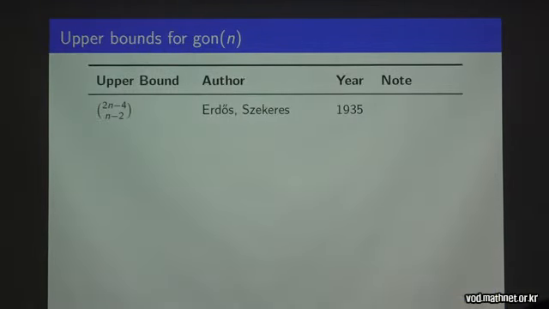So people have worked on the upper bounds for gon of n. The very first bound, 2n minus 4 choose n minus 2, was found by the original problem setters, Erdős and Szekeres, in 1935. It is of magnitude 4 to the power of n divided by square root of n. Then, after about 60 years, we have the drastic improvement of Chung and Graham in 1996.